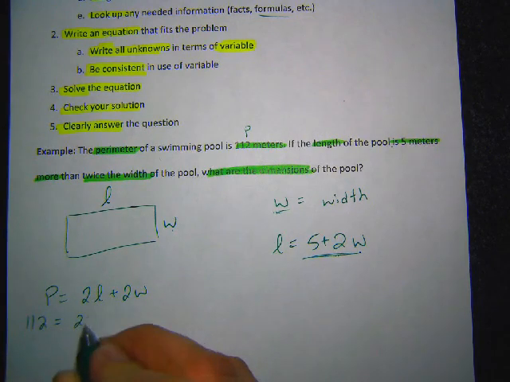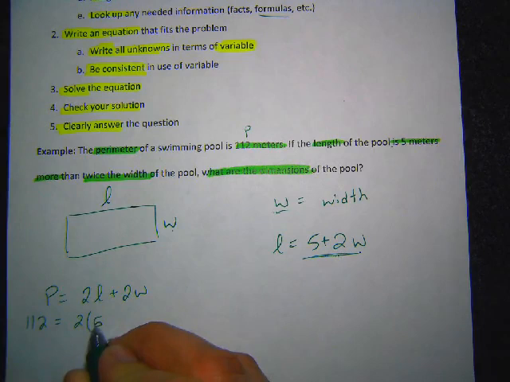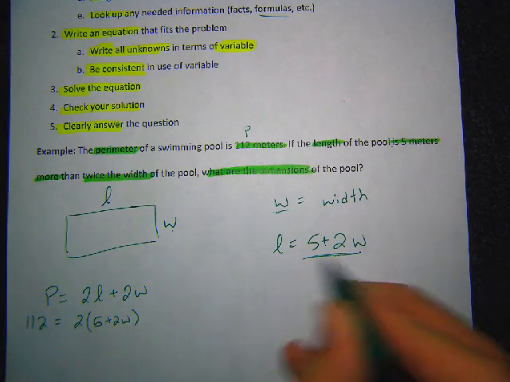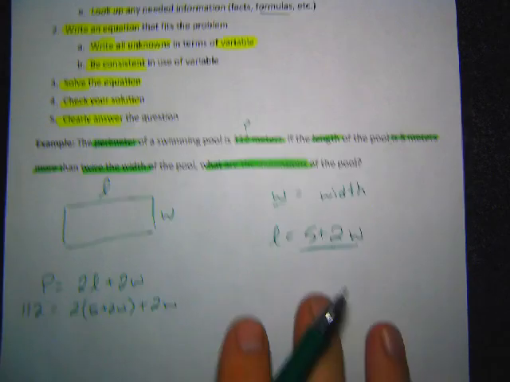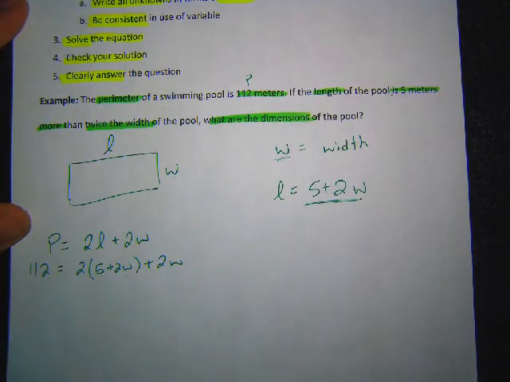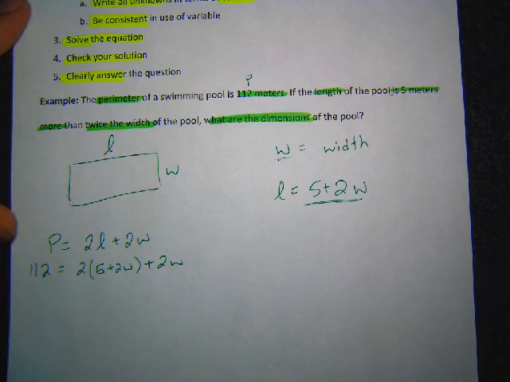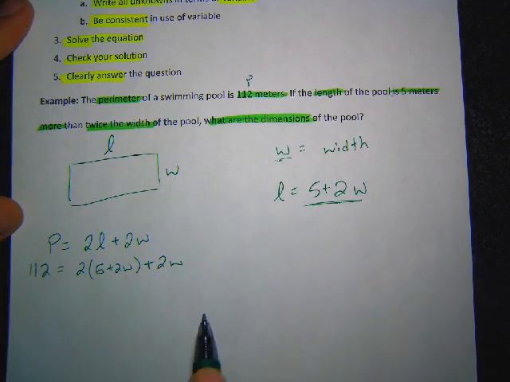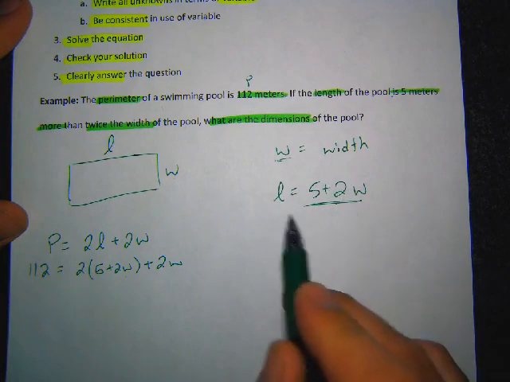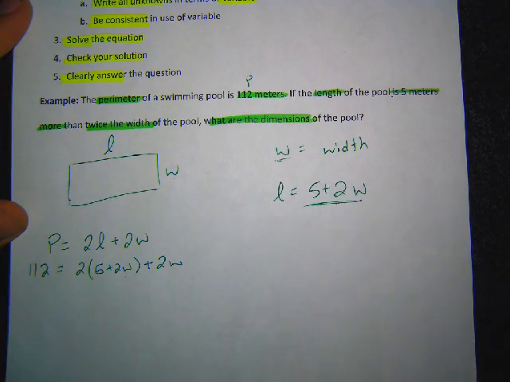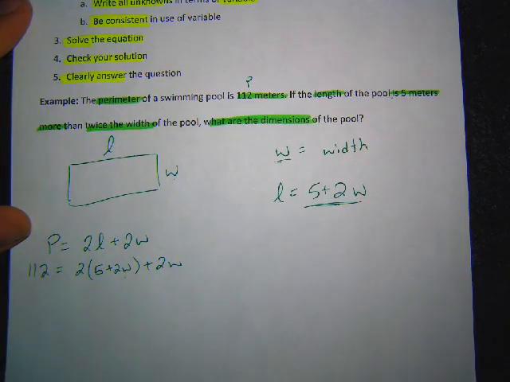2 times the length, we're going to replace with 5 plus 2W, because that's the length, plus 2W for the width. And now we have an equation that just has W's, and we can solve that to find out what W is. That's kind of the process. We had to come up with a label for our unknown. We had to write our other unknowns in terms of that unknown. A picture helped us get that.